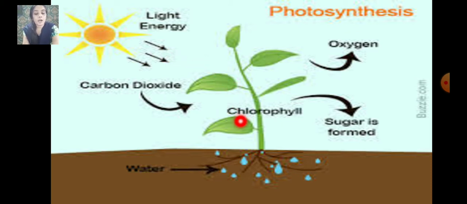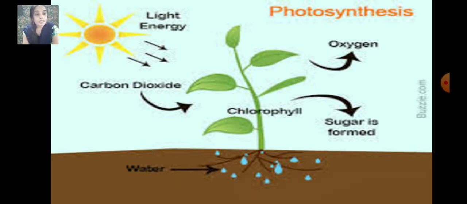Water is needed to make food, and it is taken up from the soil. When we pour water, the roots and the soil absorb the water, and this water is taken up from the soil by the roots. Then slowly it goes up to the stem and the leaves.